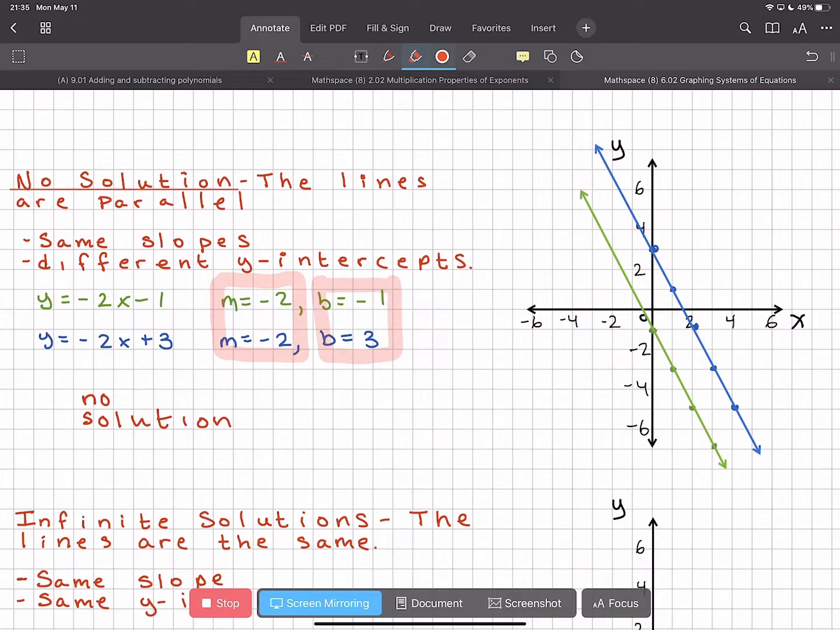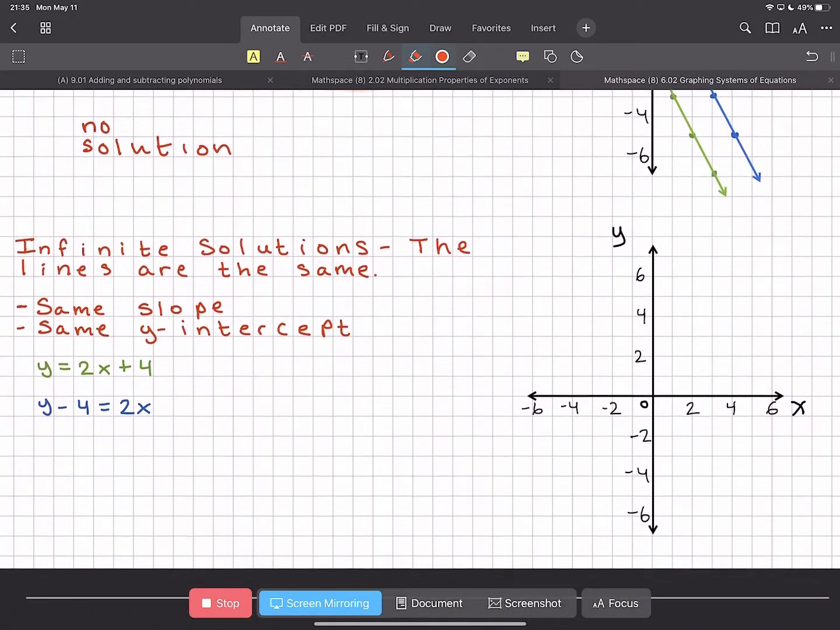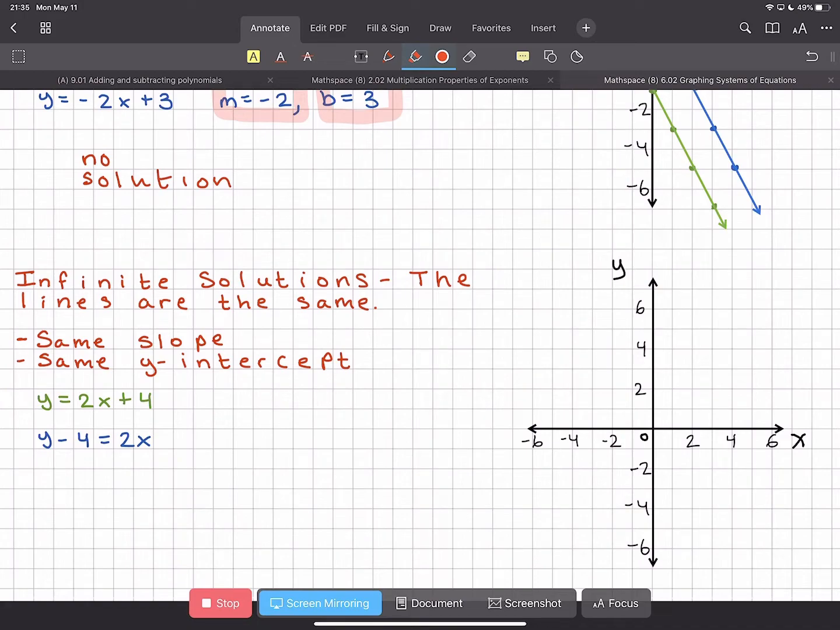The last type of system of equations that we'll come across is infinite solutions. And all this means is that the lines are the same. And if the lines are the same, that means every single point will be a point of intersection. So I'll show you what I mean by that.